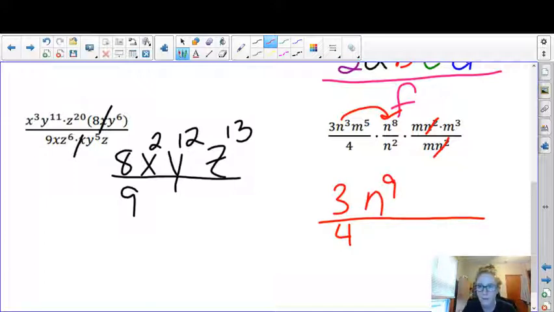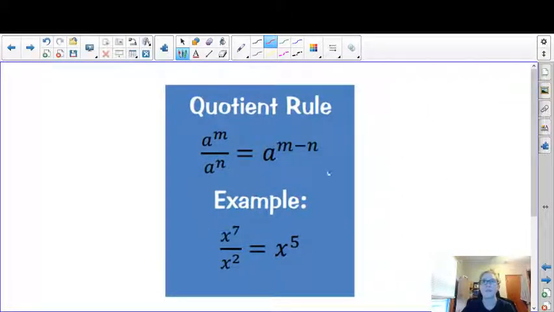Then I have this m and that m cross out. So I just have 8 left on top. Again, find your quotient rule in your one-page study guide. Make sure it's just quotient rule and not quotient with something else.